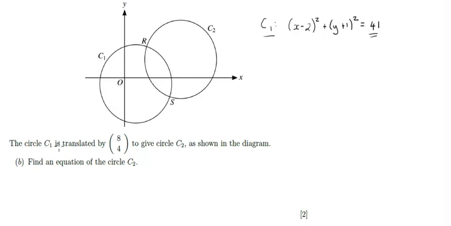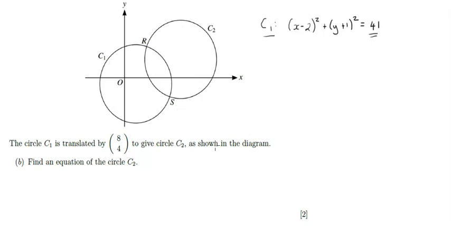Okay, so the question says the circle C1 is translated by vector 8, 4. So just remember what this means. It means that the circle here is moving positive 8 units in the x direction, so it's moving to the right by 8 units, and 4 in the y direction. So it's positive 4, so it's moving up by 4 units.